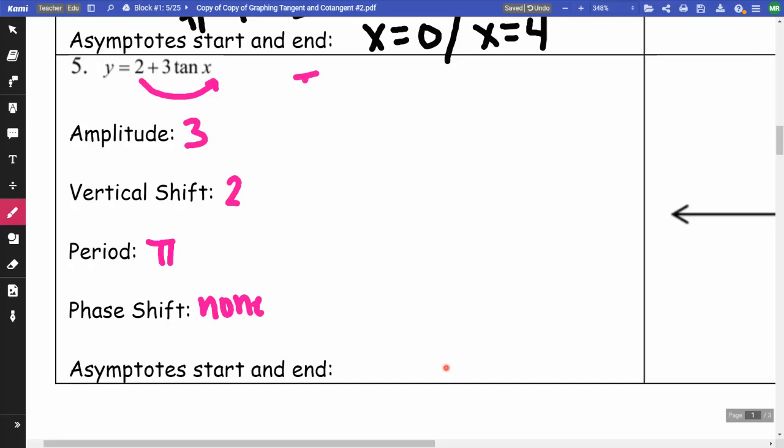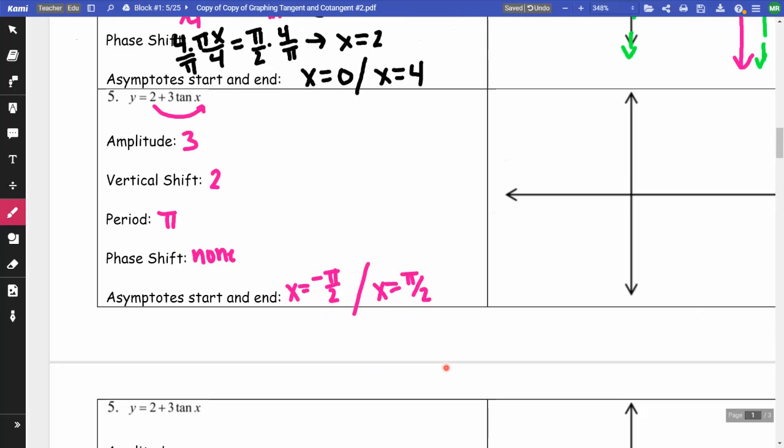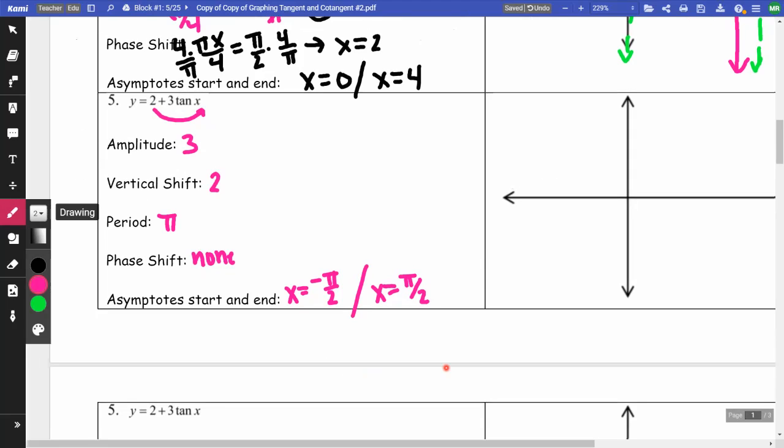So basically what's going to happen here is I'm not shifting it anywhere. My period is not going to be any different. So I'm going to have them where I normally would, which is negative pi halves and pi halves. That's where it's going to be. So if I'm doing this graph, I'm going to have negative pi halves and pi halves. Okay.